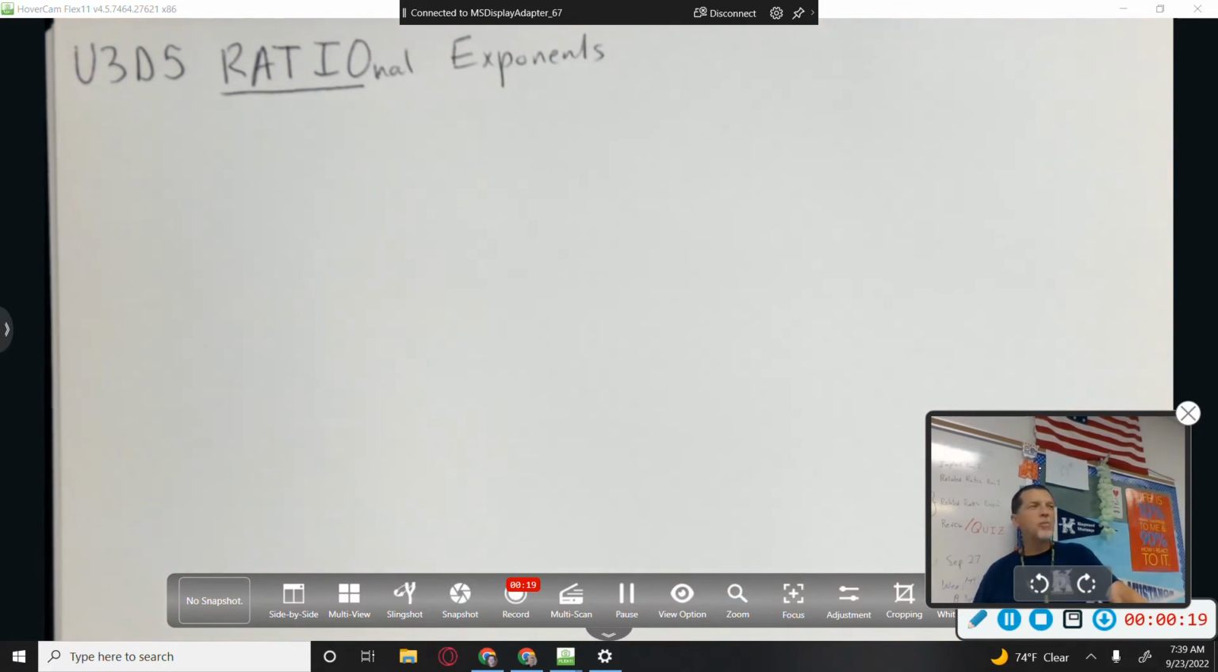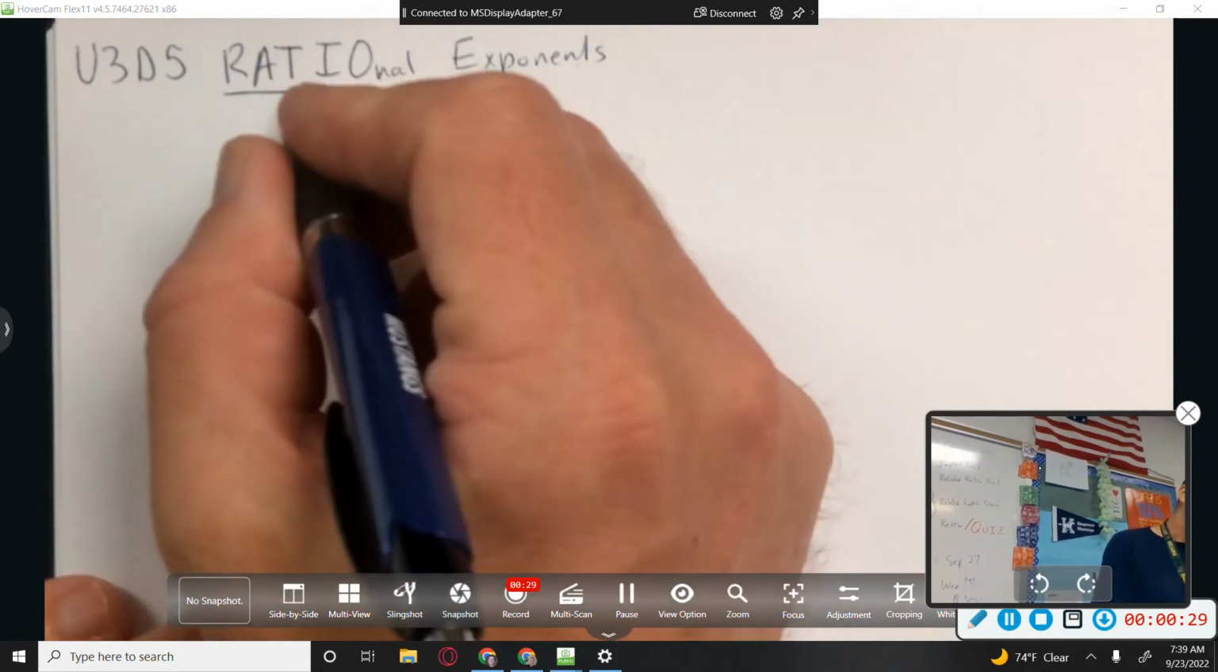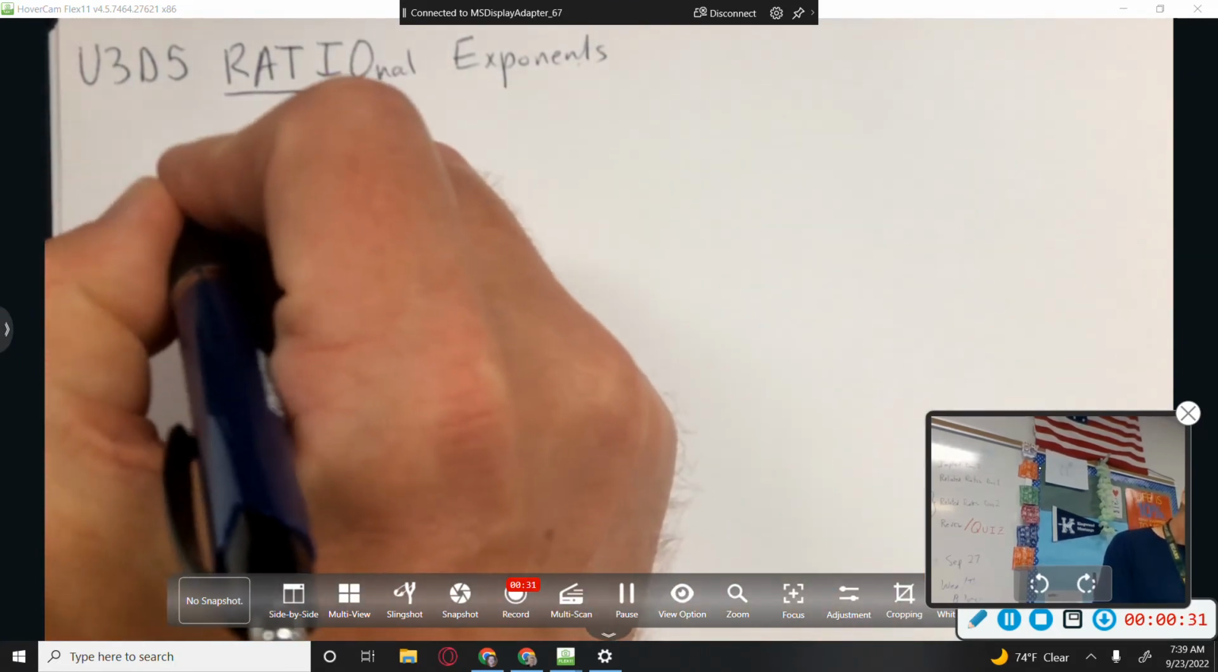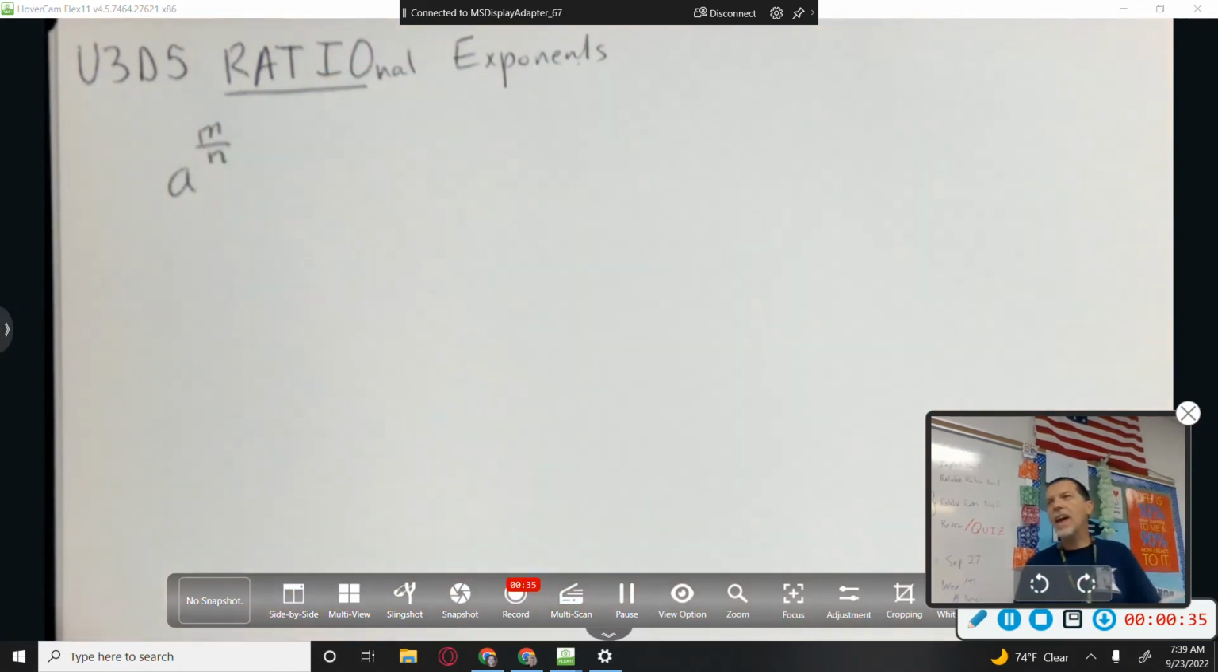Again, I keep writing rational this way to emphasize what it means to be rational. It means there's a ratio in there. So a rational exponent is an exponent that's a ratio. So something like a to the m over n.